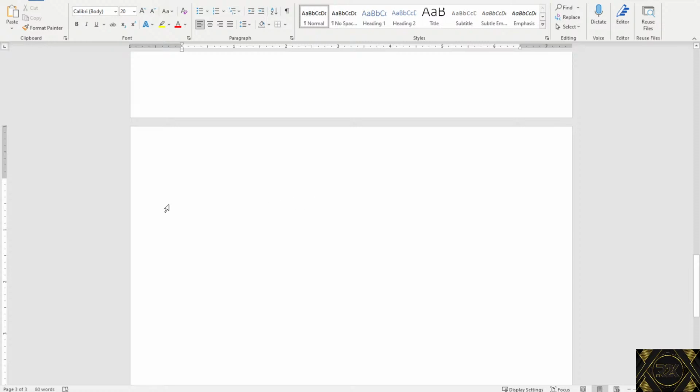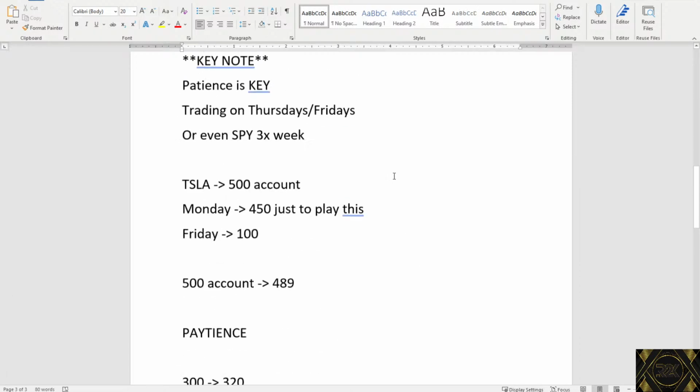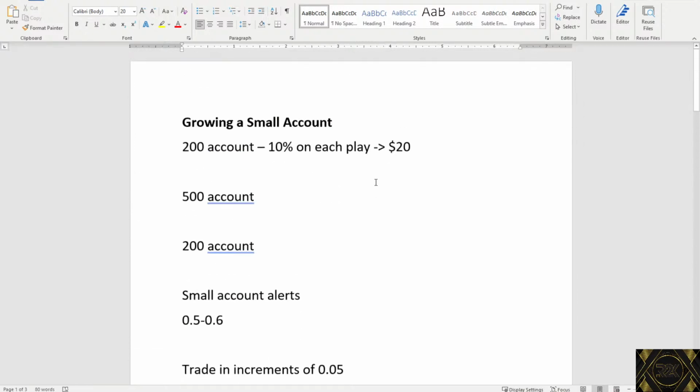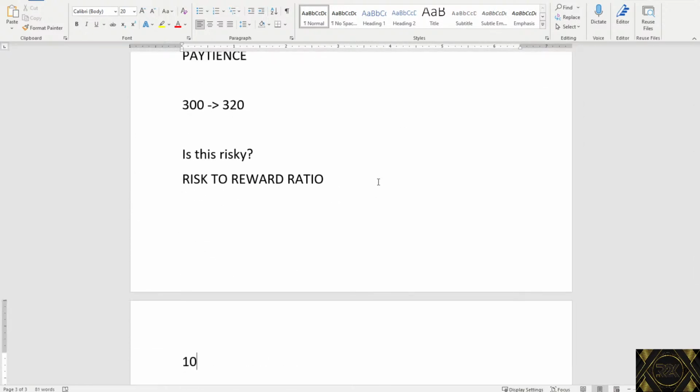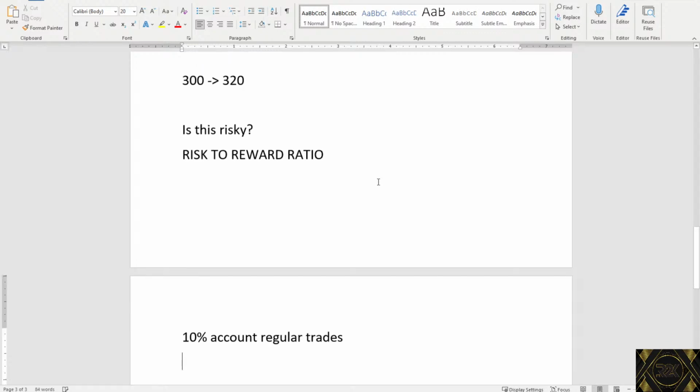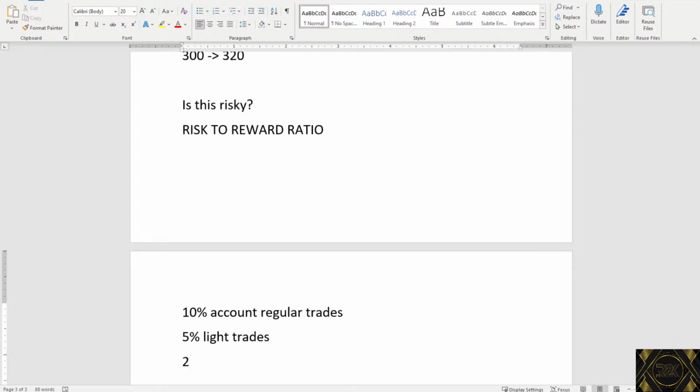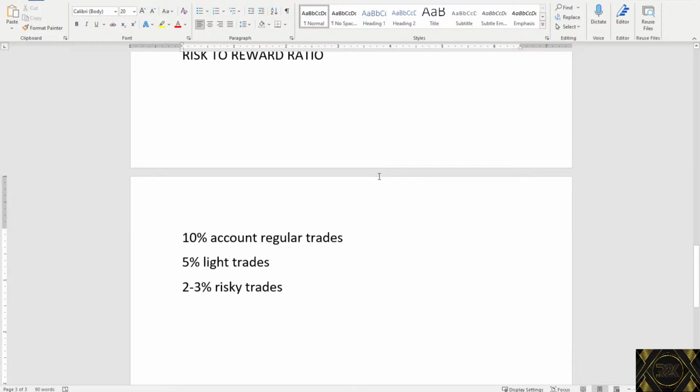Now, I'm going to answer your question there. You said how many contracts? I think I wrote it out up here. Did I? Okay, let's put it back into perspective. 10% of your account for regular trades. Anything that's light, I would say 5%, and then 2 to 3%, I would say those are risky trades. So if you can scale according to that, just buy the number of contracts.